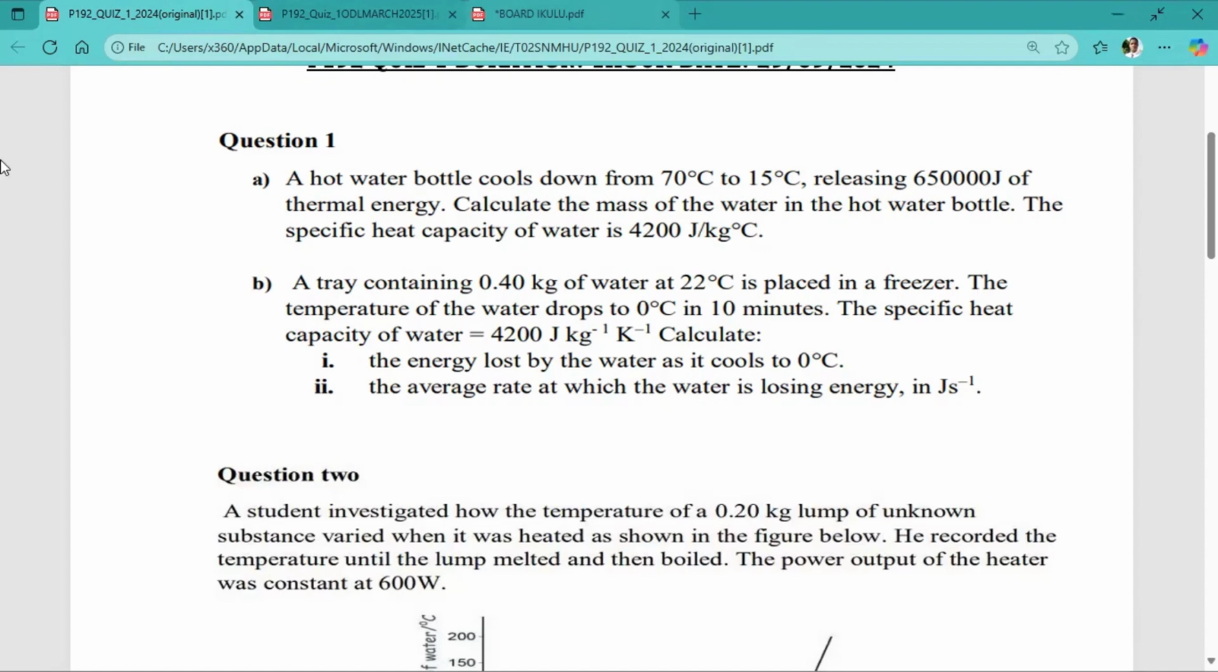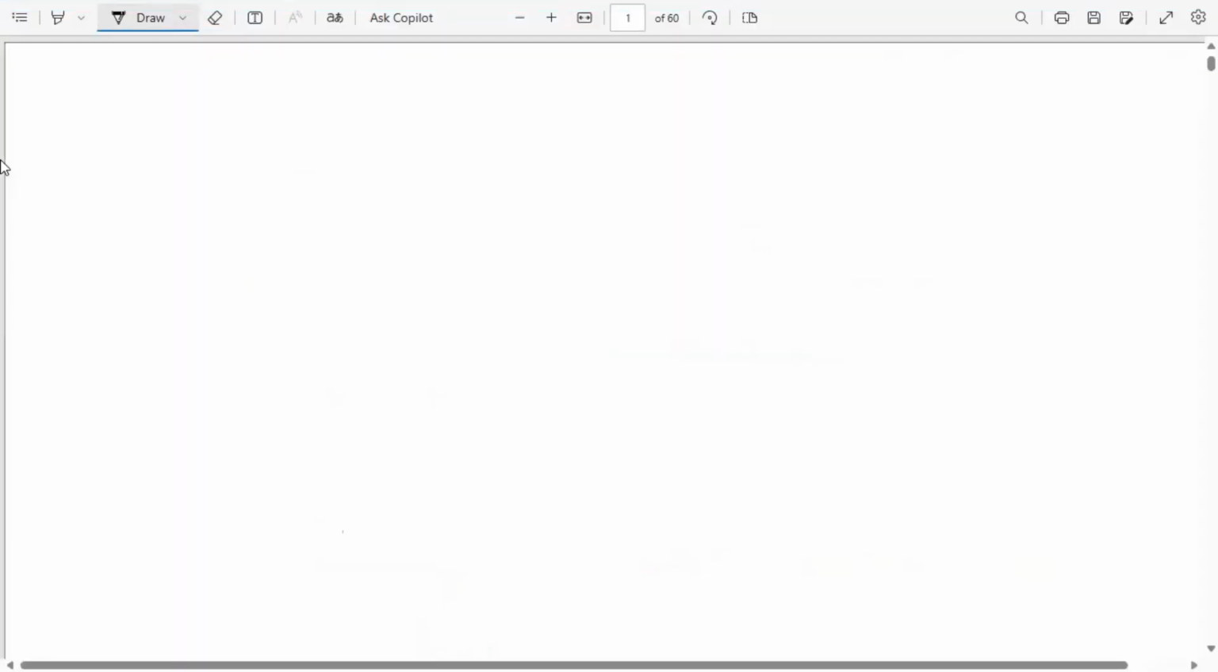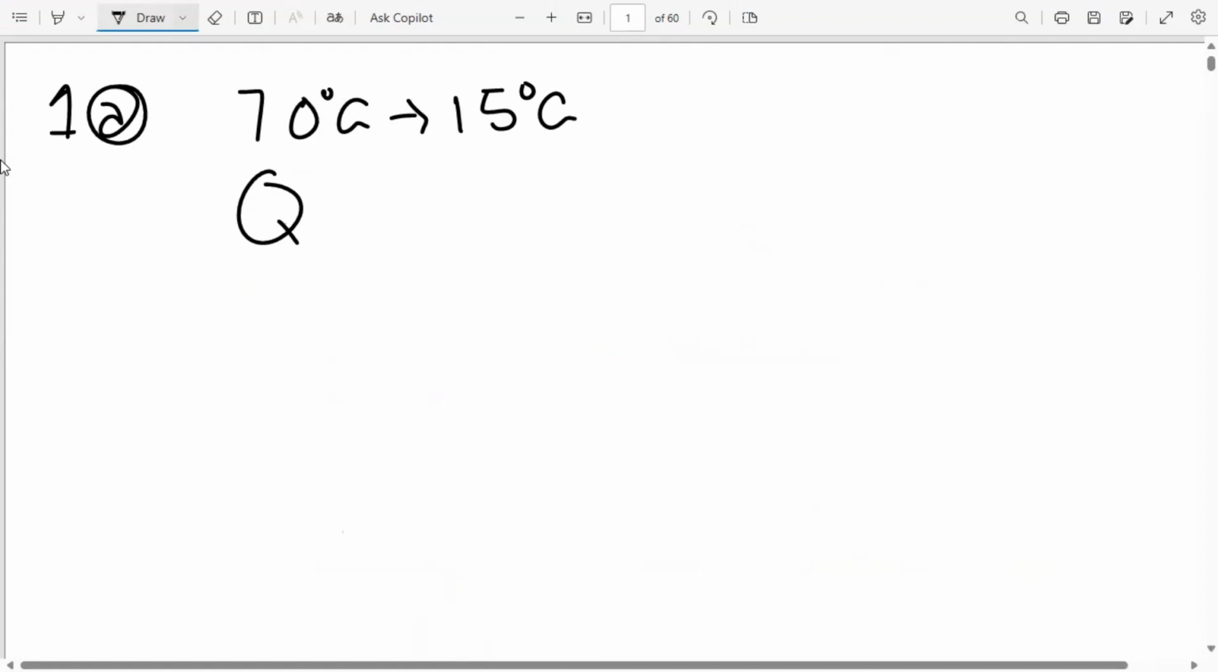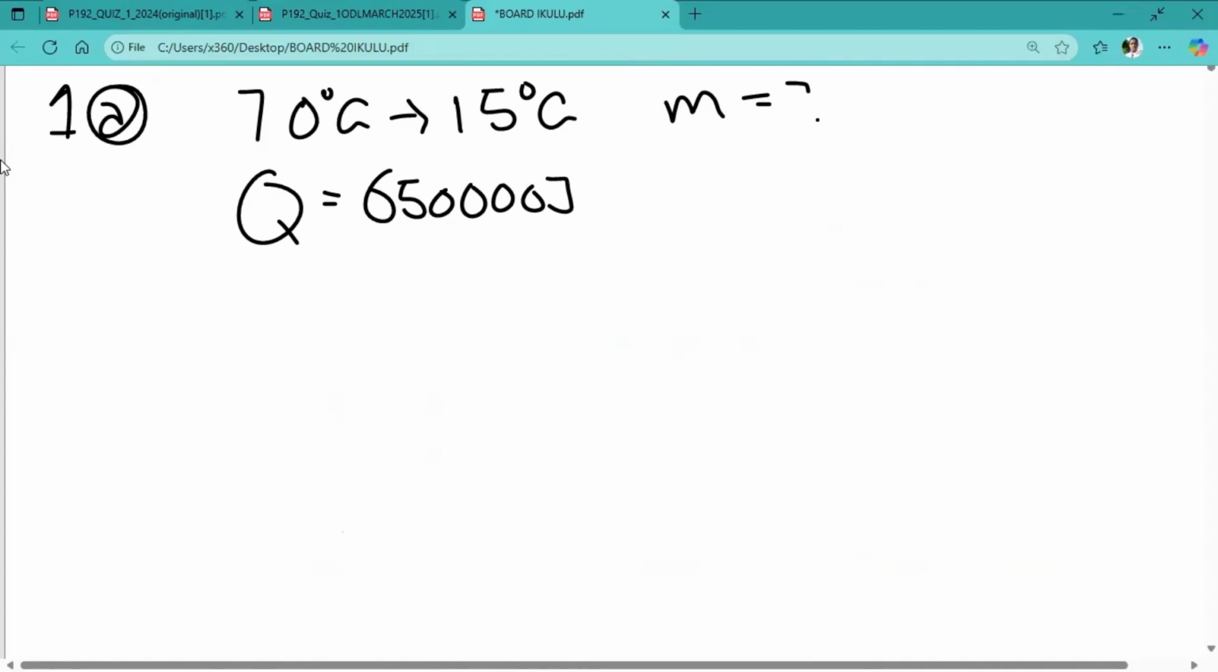So this question, is it very difficult? Because it's straight to the point. In question 1A, they've given us a water bottle that is cooling from 70 degrees Celsius to 15 degrees Celsius, and by so doing, it's releasing thermal energy Q, which is equal to 650,000 joules of thermal energy. So they want us to find the actual mass of this water. The mass is what we're looking for.